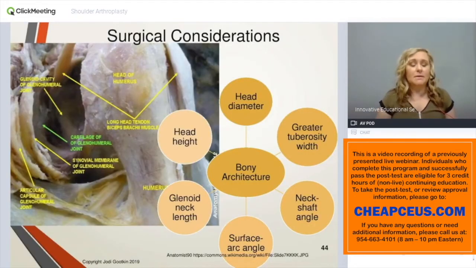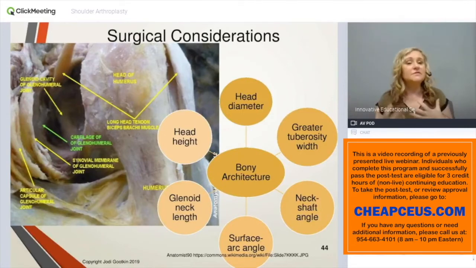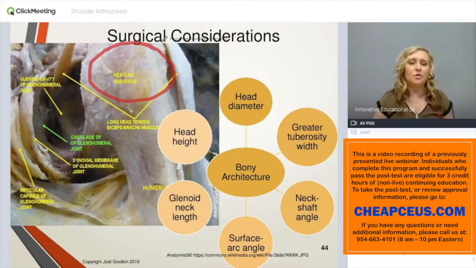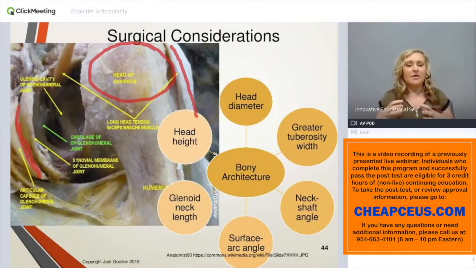For both the total shoulder arthroplasty as well as the reverse, as I read the different guides and looked at the different surgical considerations, the bony architecture is very complex in that area. When we look at this, to orient you, I'll draw a circle, head of the humerus, the biceps tendon here. We have our joint capsule. This is a very tight area.